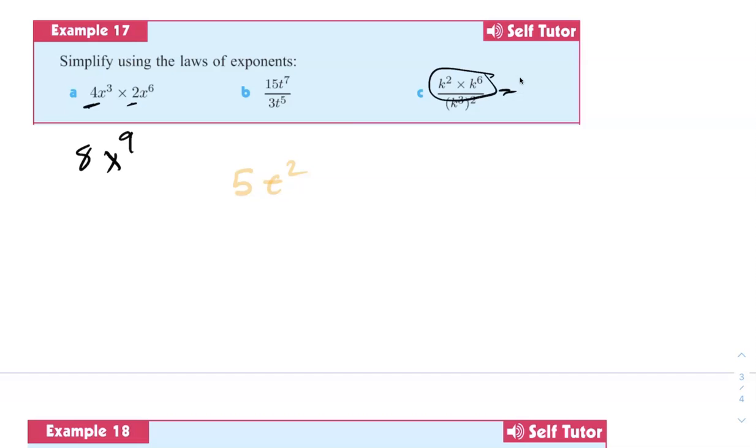Over here, let's simplify it all. So on top I get k to the 8th. On the bottom, power to power gets you k to the 6th. On top I just add them, because you're multiplying the same base, so you add the powers. On the bottom, powers to powers, so you multiply them. And then here you can simplify, they have the same base, top minus bottom, k squared, because 8 minus 6 is 2.